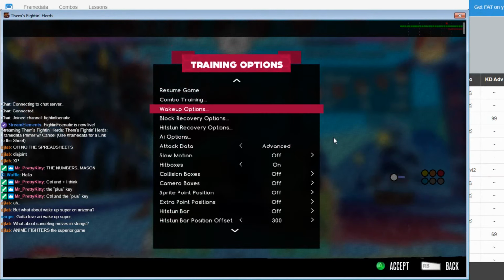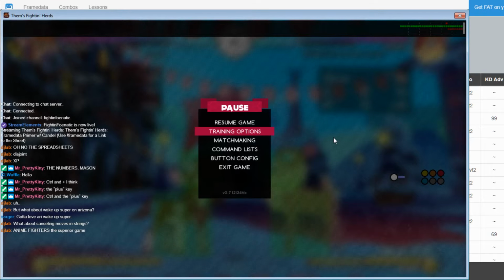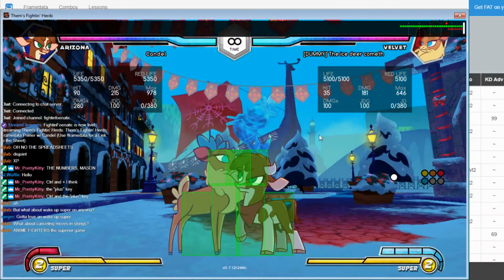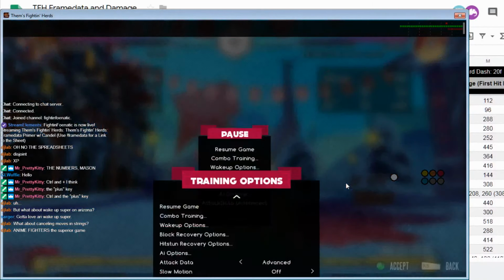So, I always do combo training. It's all well and good to see that this move, let's say 5B, is minus 2 on block. It would make sense that if a move is minus 2 on block, if I tried to jab after it, the opponent would be able to jab first because they recover 2 frames earlier than me. So their 5 frame normal will effectively be 3 frames against me. But that's just not the case.